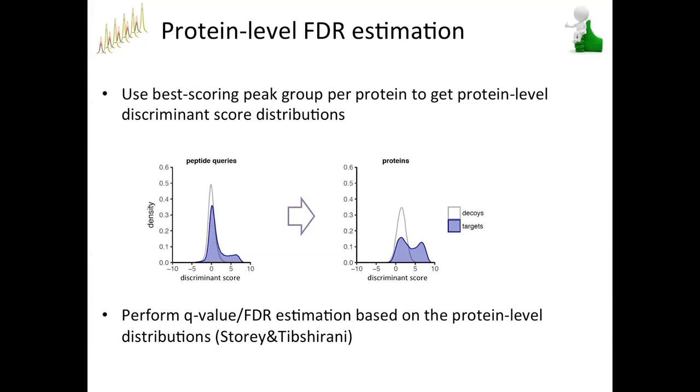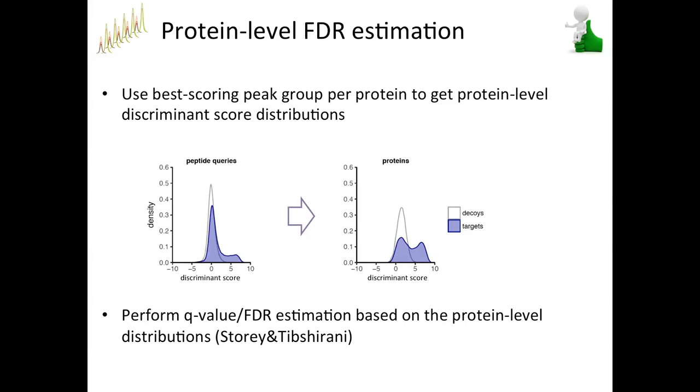Therefore, it is very critical that you control the FDR not only on the peptide query level or peptide level, but that you also report protein level FDR if you at the end want to work with proteins, which most of you probably want to do. And one way you can do it is by trying to get an estimate on the protein level. In our case, we have implemented a version where we take the best scoring peak group per protein as a surrogate for the protein.